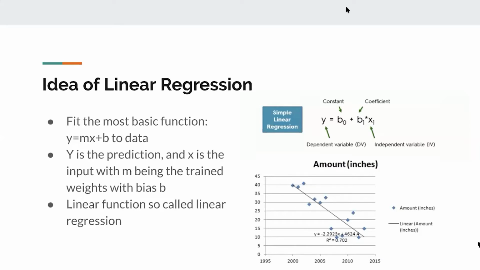It's called a bias, B-I-A-S. And then you have the weights, right? As you can see here, y equals b naught, which is the bias or constant, plus the coefficients or weights multiplied by the variables, the inputs. If we look at the data on the right, this is a linear function fitting a line to data. That's the idea of linear regression.